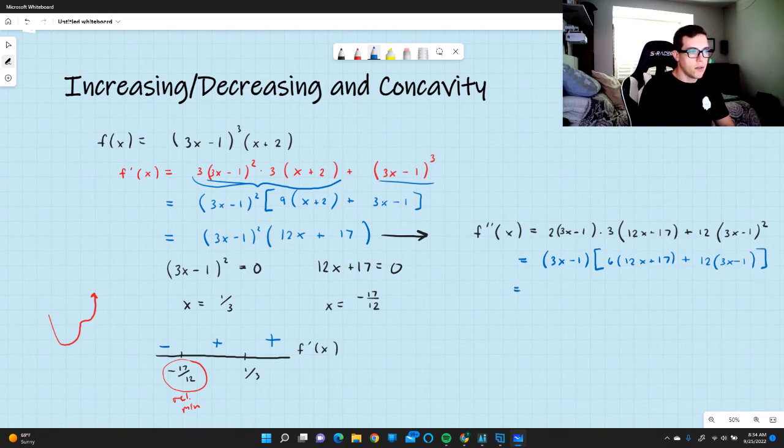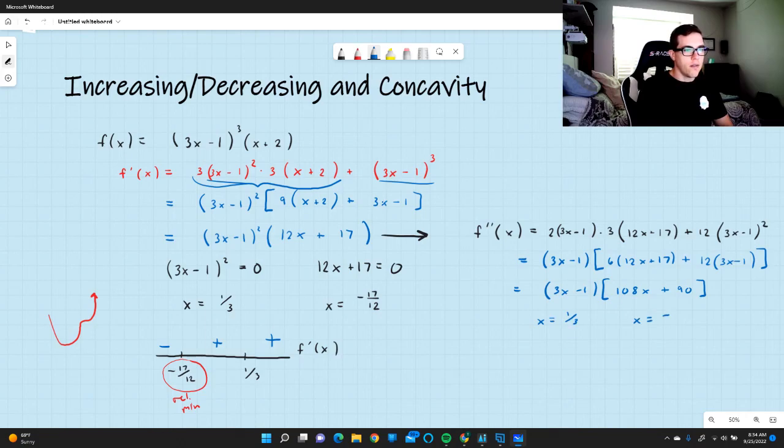And that gives me 3x minus 1 times 6 times 12, 72x plus 36x, 108x, hopefully. 6 times 17 is 102. Minus 12 is 90. I did that kind of fast. Hope I didn't make a mistake. And then that gives us 2 inflection points where the graph changes concavity.